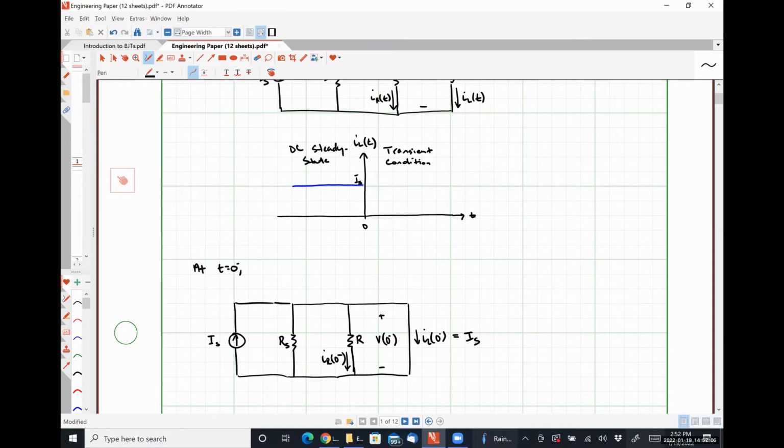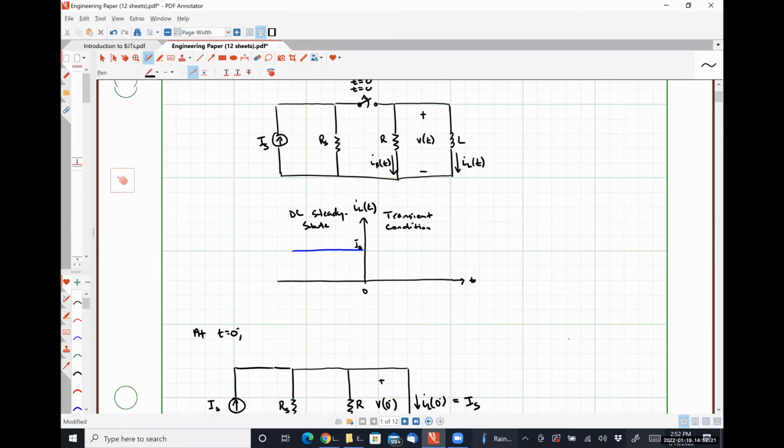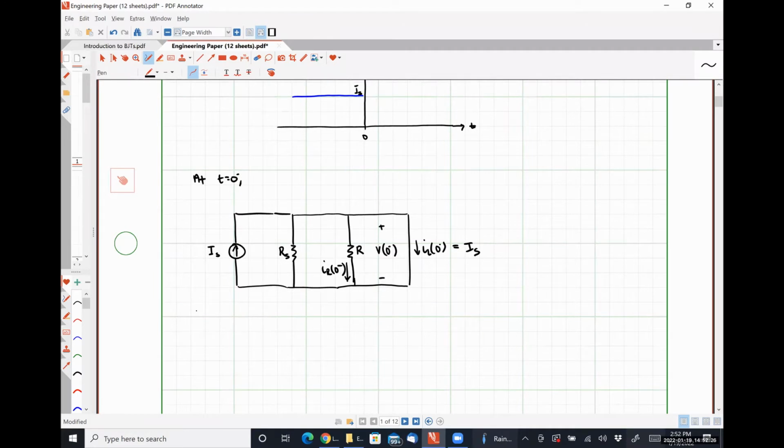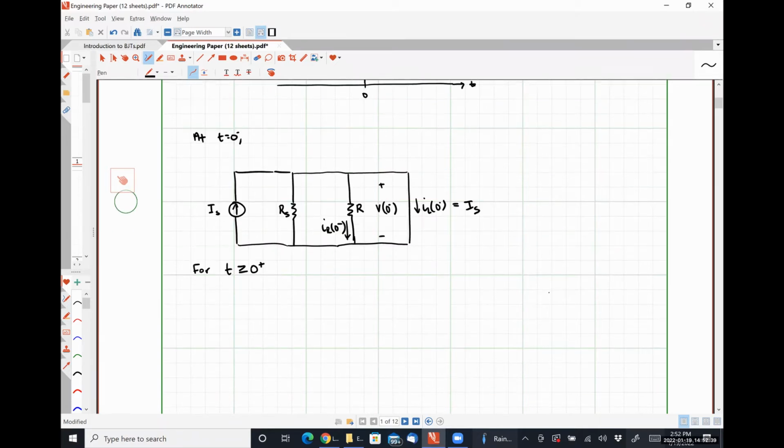So at t is equal to 0 minus and before, our switch is closed. We have a DC circuit and our inductor has some current flowing through it, which means it has some amount of stored energy, right? When our switch opens up, so for t greater than or equal to 0 plus, what our circuit looks like is this.